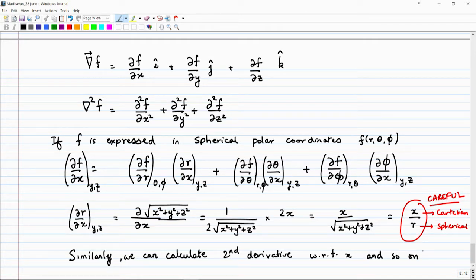Okay. So, let me just mention a few things. Let me just write some of these partial derivatives that appear. So, if you take dou r by dou x, I wrote it as x divided by r, dou r by dou y will be y by r, dou r by dou z will be z by r. Now, let us look at some derivatives of theta. So, what is dou theta by dou x?